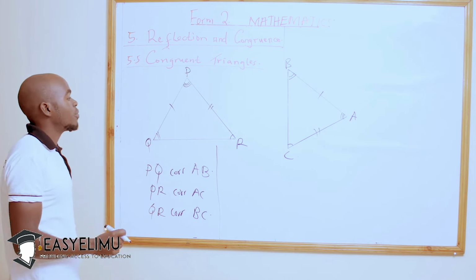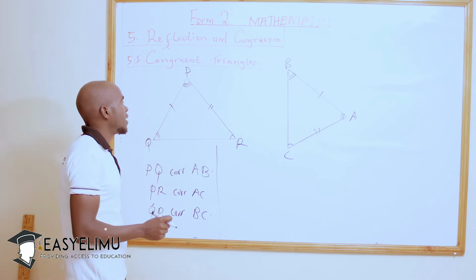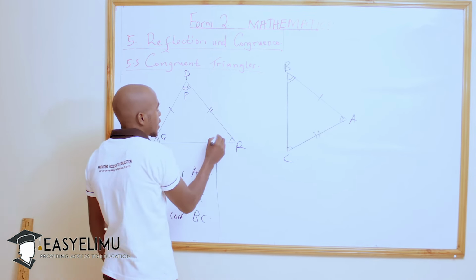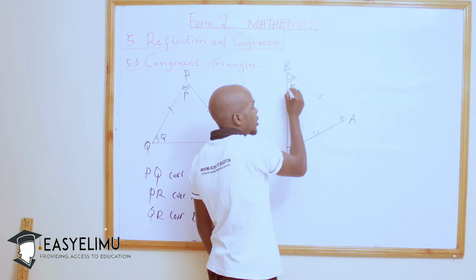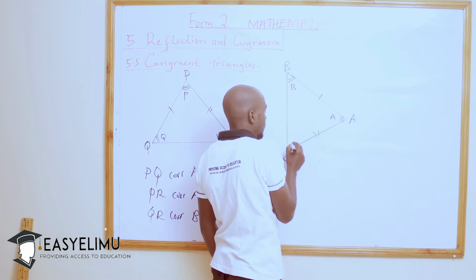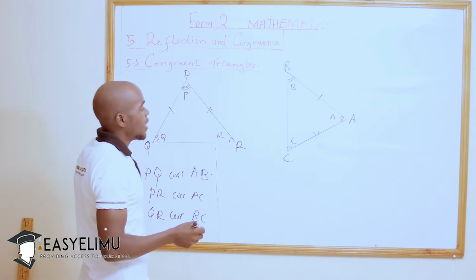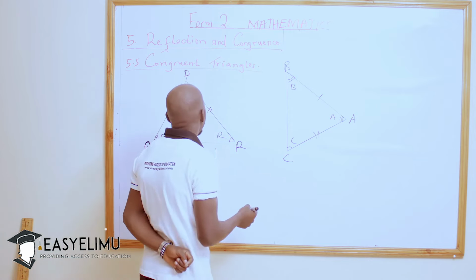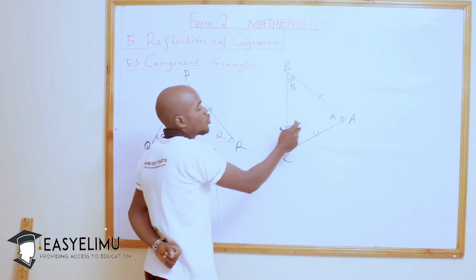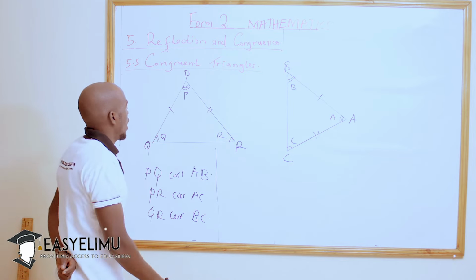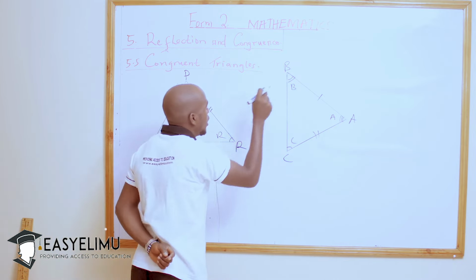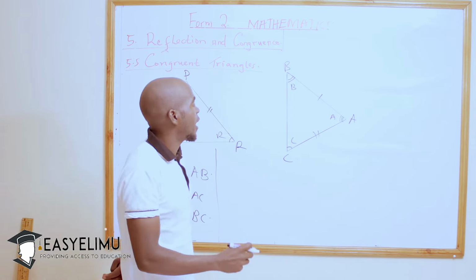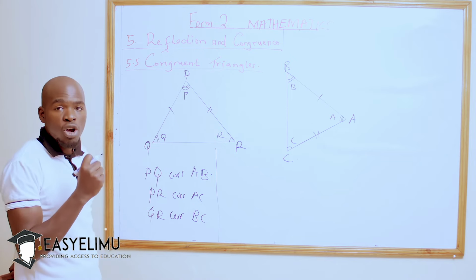Or you can give it in terms of angles. Let me call this angle P, this is angle Q, this is R, let this one be B, this one A, and this one C. In such a way you can also give it in terms of angles, such that you will have angle P corresponding to angle A, angle Q corresponds to angle B, and angle R corresponds to angle C. In such cases we say the two triangles are congruent.